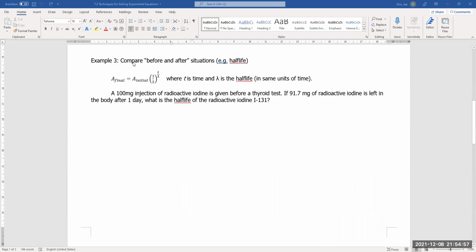Example 3 is a formula, comparing before and after situations. That's a lot more word question based. In this particular example, it's half-life. So in this formula, the final amount is equal to the initial amount multiplied by half, so 0.5 or 50%, to the power of some exponential function that has the half-life parameter inside it.